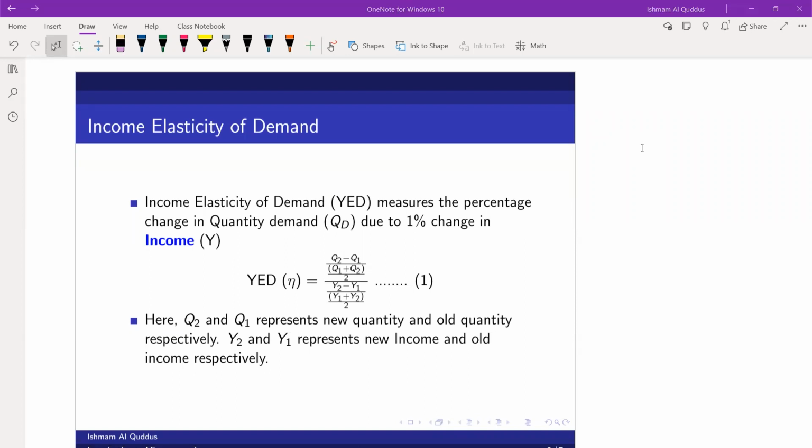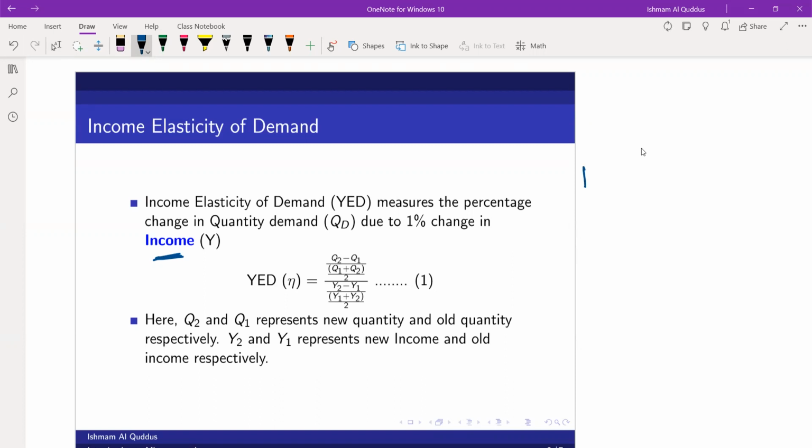In today's lecture video, I'm going to show you the concept of income elasticity of demand. Income elasticity of demand, in short YED, measures the percentage change in quantity demanded due to a percentage change in income. So this is very similar to what we learned in price elasticity of demand. However, here we want to see the effect of income change on the quantity demanded.